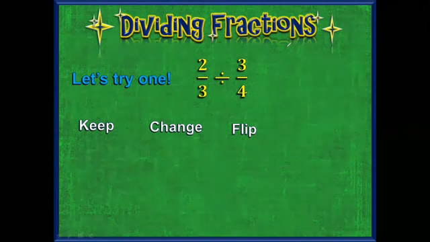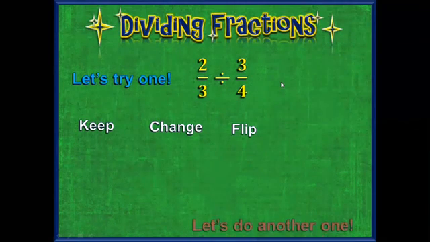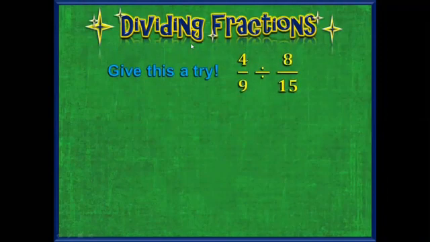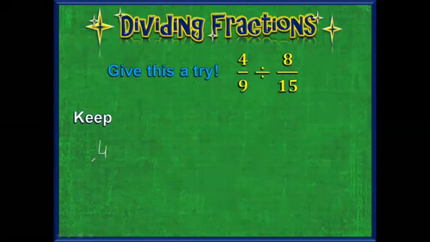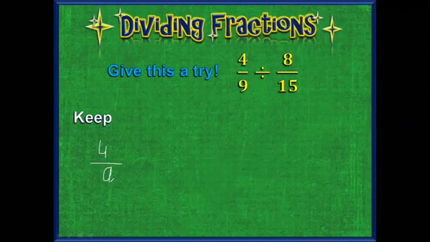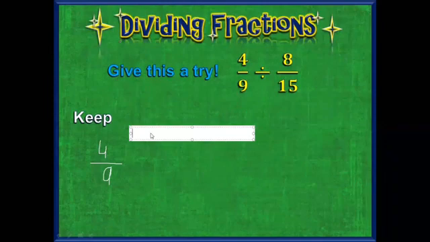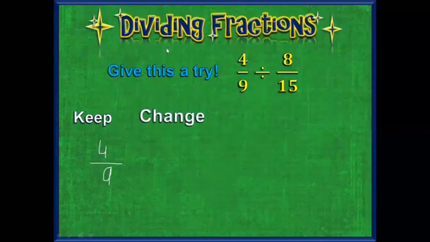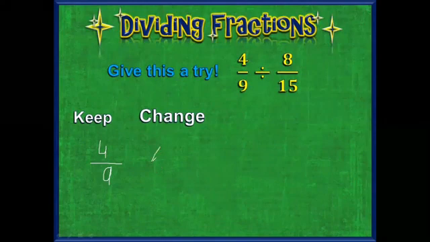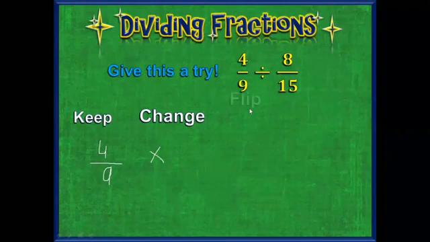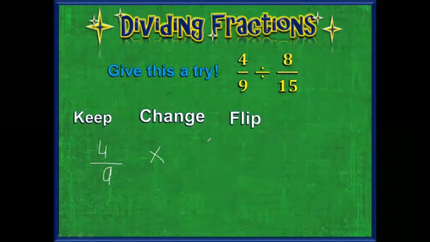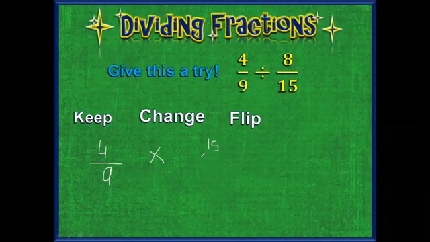Let's take another example. The first step says keep. So I have to write 4 out of 9 as it is. The second step says change, which means that I have to change the division sign into the multiplication sign. Finally, let's flip. We have to write the reciprocal of this fraction, 15 out of 8.